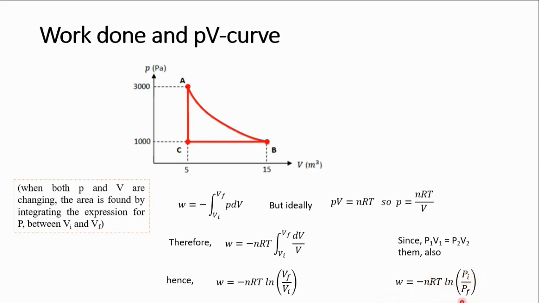And you'll realize something strange. In the case where you had the volume values, it was V final over V initial. However, in the case where you have the pressure values, it is P initial over P final. Why is that? And that should be a question in your mind now.